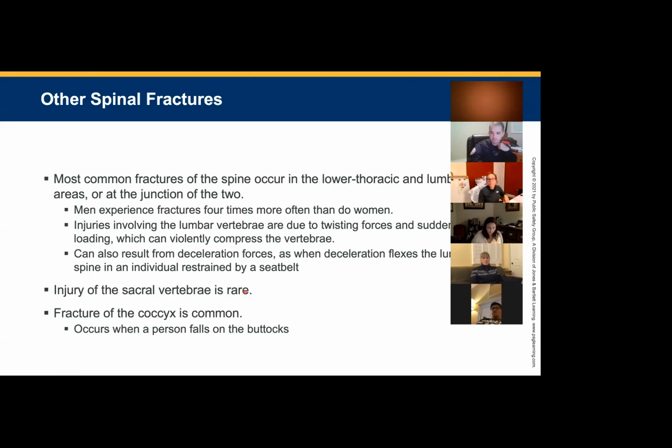Is it because it's mostly fused? It's fused, absolutely. Because of that fusion that occurs in the sacral vertebrae, there's no movement, right? If there's no movement, there's less that can break. However, when we talk about the sacral vertebrae, the coccyx is the part of the vertebrae, and this usually occurs when one falls on the buttocks. This is what we refer to as breaking a tailbone.